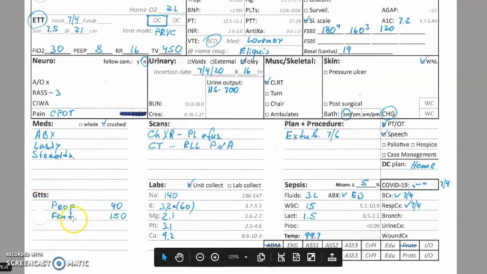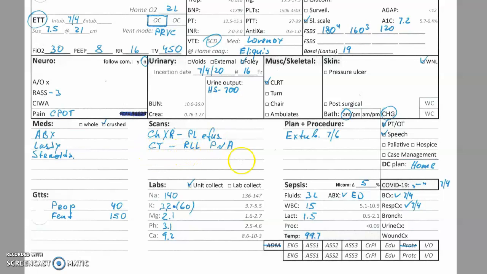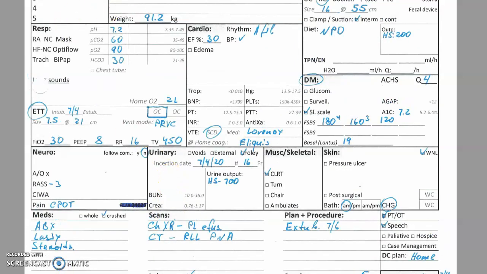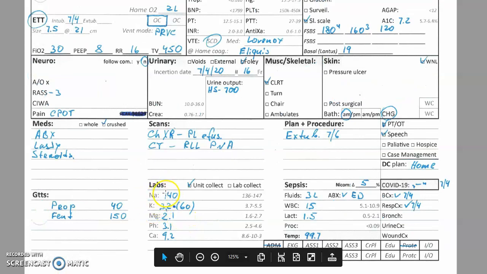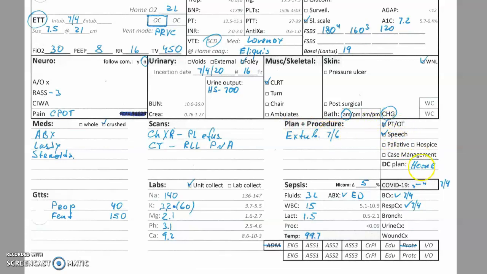So patient getting propofol and fentanyl for sedation. X-ray showing pleural effusion, CAT scan showing right lower lobe pneumonia. We're collecting blood probably through the PICC line. Those are our electrolytes. Looks like potassium a little below, getting replacement with 60 of IV potassium. We're planning to extubate patient tomorrow. PT, OT, and speech involved. Patient probably going to be discharged home.